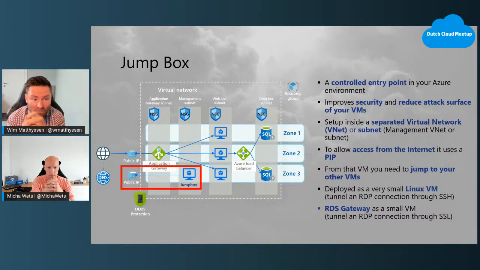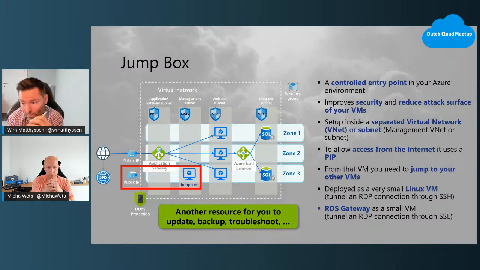In most cases, that VM also still uses a PIP to allow easy access to that VM from on-prem, for example. But also keep in mind, once again, it's another VM you need to manage, you need to update, you need to back up, and it's a VM you need to troubleshoot whenever it fails. And if that's the only way into your environment and you need to set it up highly available, you should have at least 2 VMs deployed, so prices will go up and so on and so on.